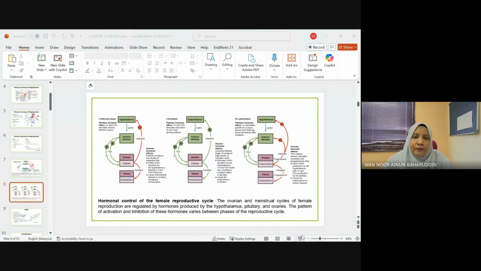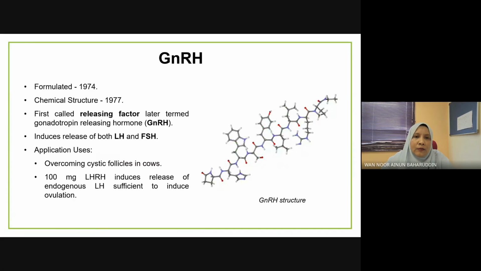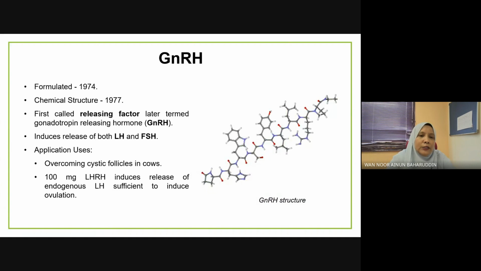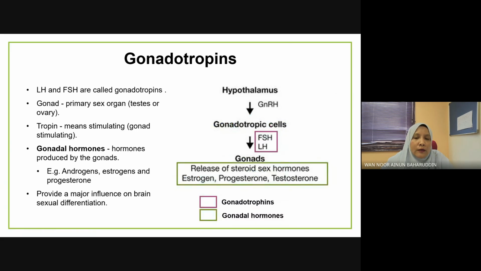Okay, so we continue more on gonadotrophin releasing hormone. This is the chemical structure. The main function is to induce the release of LH and FSH. For the application, it has been synthetically produced to overcome cystic follicle in cows and induce release of endogenous LH sufficient to induce ovulation. Okay, then we have the second one, what we call FSH and LH.